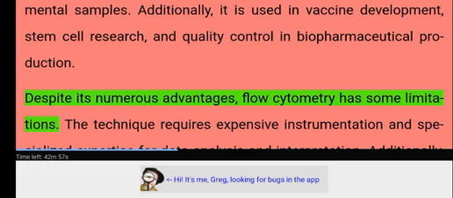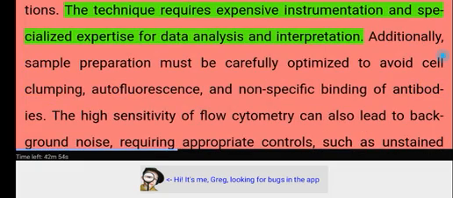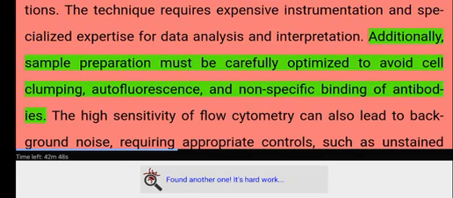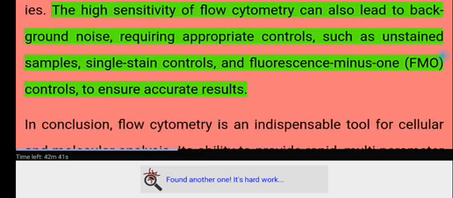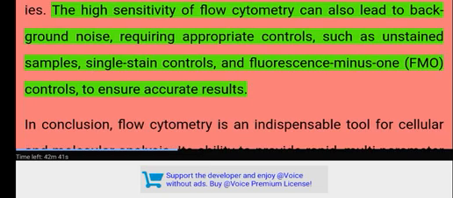Despite its numerous advantages, flow cytometry has some limitations. The technique requires expensive instrumentation and specialized expertise for data analysis and interpretation. Additionally, sample preparation must be carefully optimized to avoid cell clumping, autofluorescence, and non-specific binding of antibodies. The high sensitivity of flow cytometry can also lead to background noise, requiring appropriate controls, such as unstained samples, single-stain controls, and fluorescence minus one (FMO) controls, to ensure accurate results.